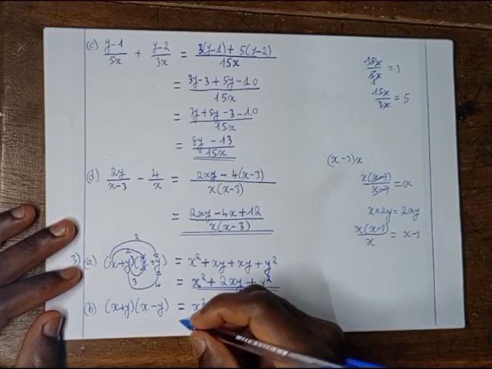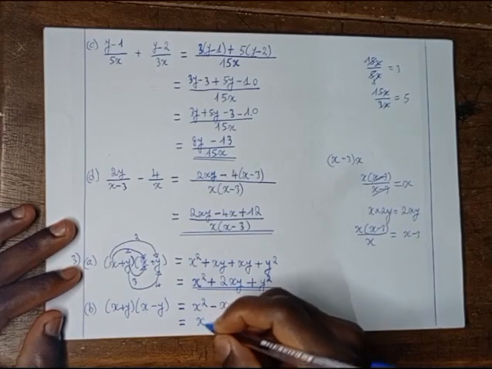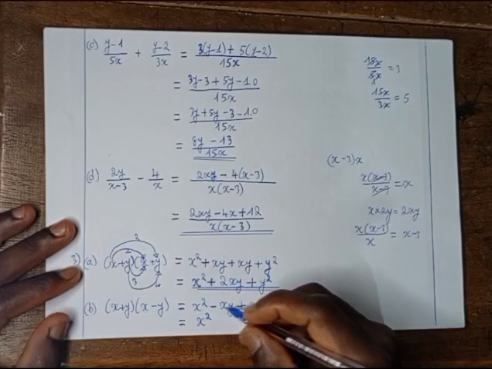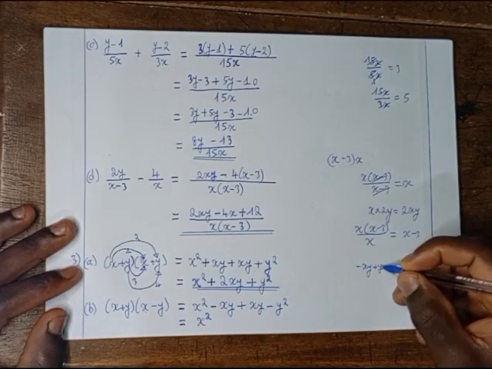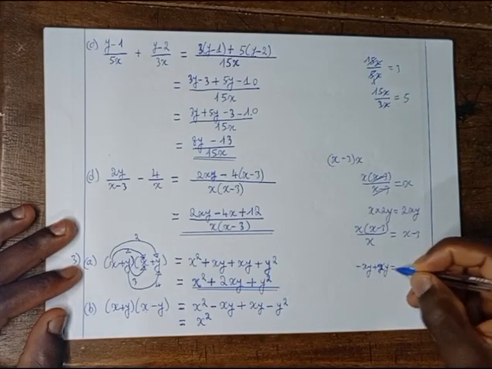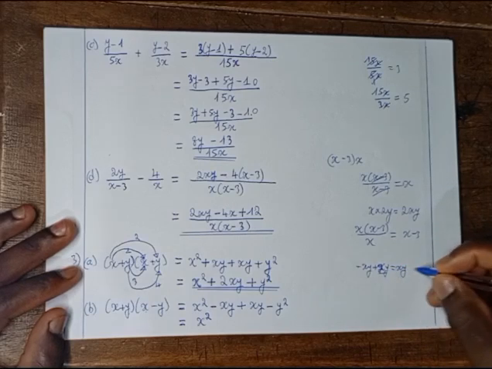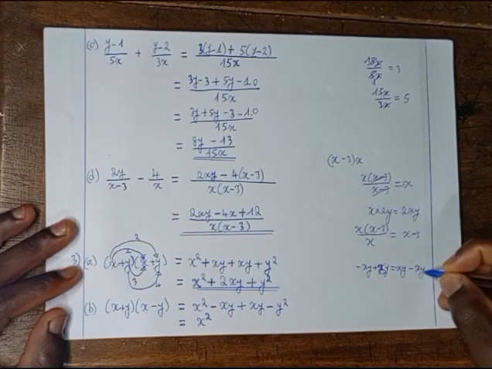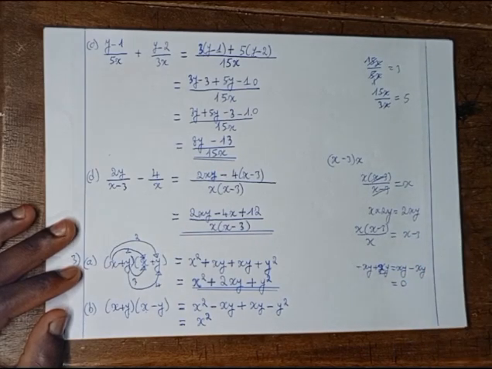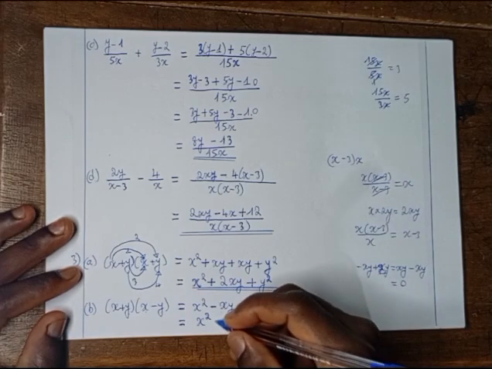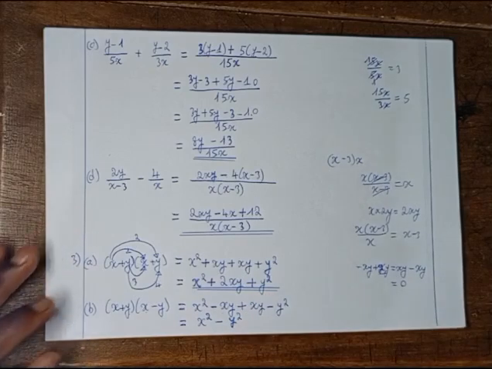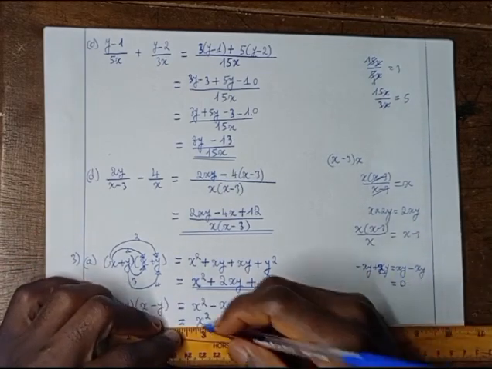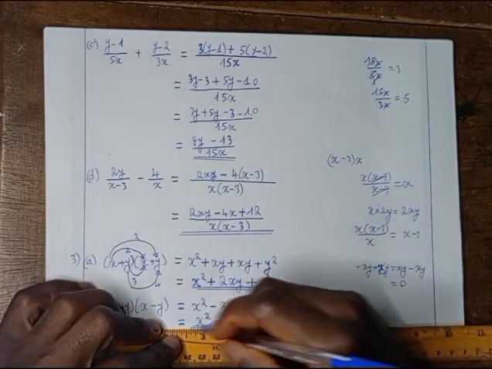Next, now we have to simplify. This will simply be equal to x squared. Negative xy plus xy is the same as xy minus xy, which is simply equal to 0. So this and this will cancel out. We'll be left with x squared minus y squared. This is the final result.